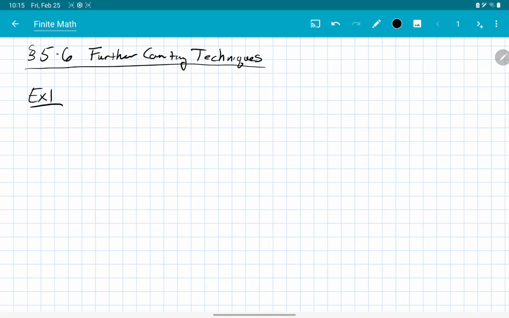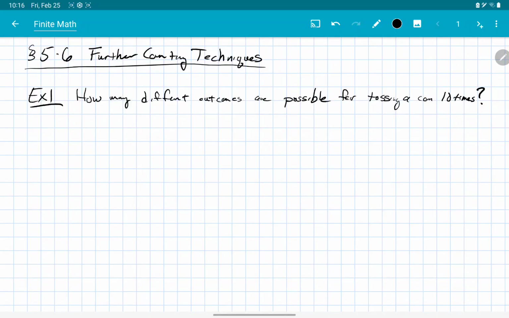Okay, so the first example problem is how many different outcomes are possible for tossing a coin 10 times? How many different outcomes are possible for tossing a coin 10 times?